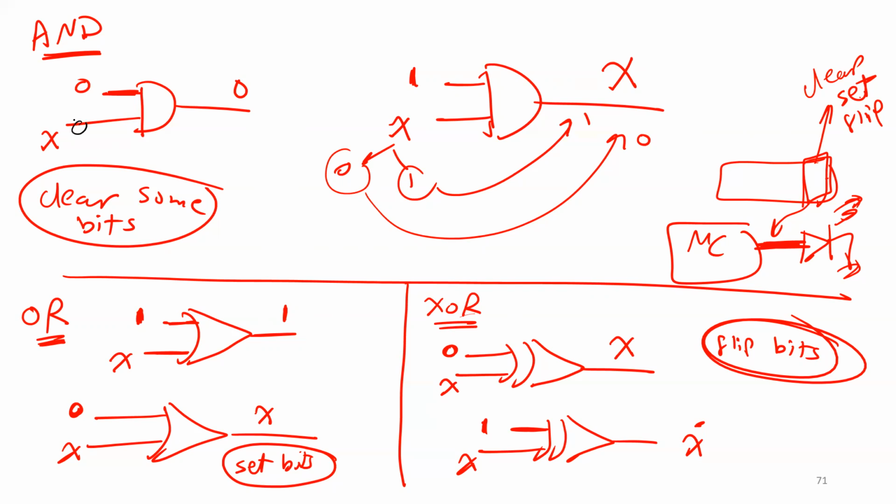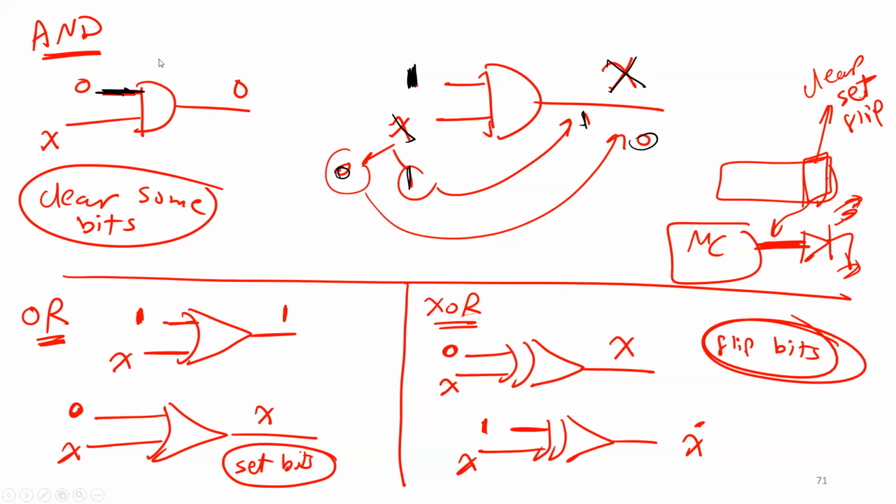So 0 and 0, I'm going to get 0. 0 and 1, I'm going to get also 0. Doesn't matter. So AND is telling me if one input is 0, regardless of the other one, I'm going to give you 0. Also, if one input is 1 and the other input is X, I'm going to give you X. What this means is, if X is 1, I'm going to get 1. If X is 0, I'm going to get 0, as you see here.